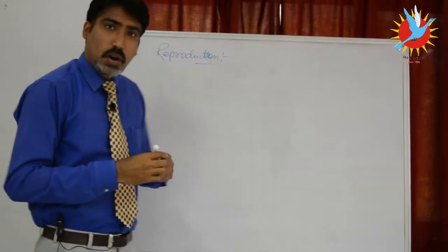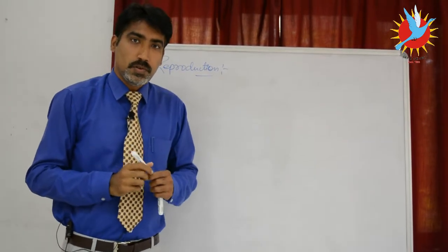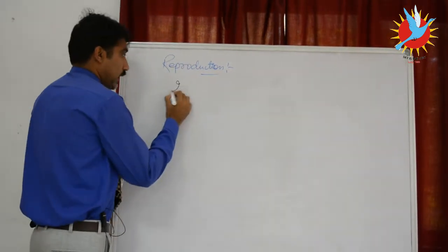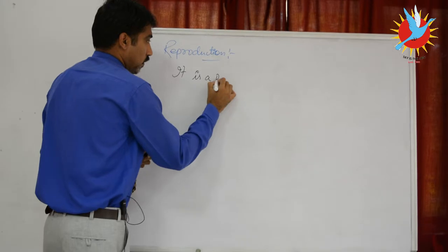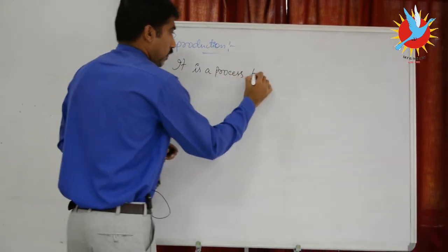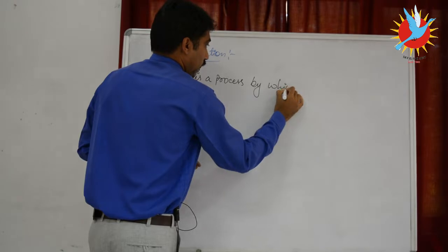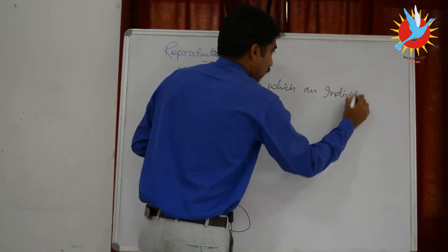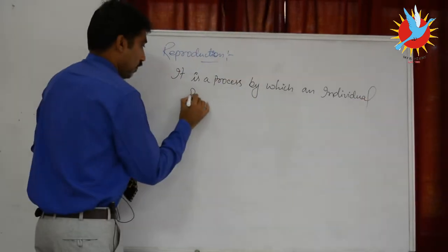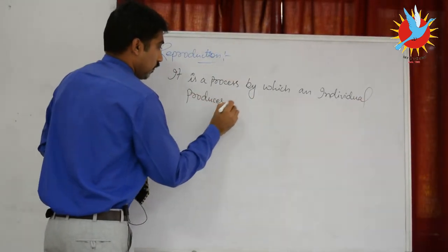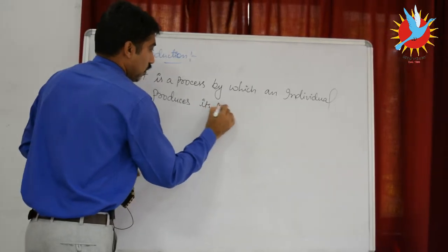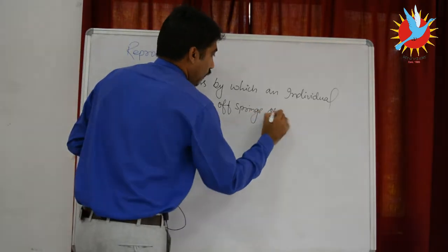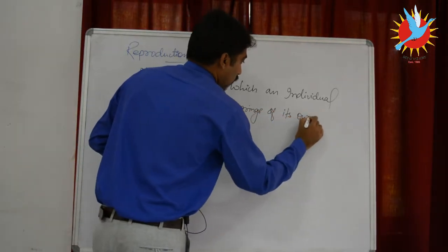Reproduction is a process by which an organism produces its offspring of its own kind. So it is a process by which an individual produces its offspring of its own kind.